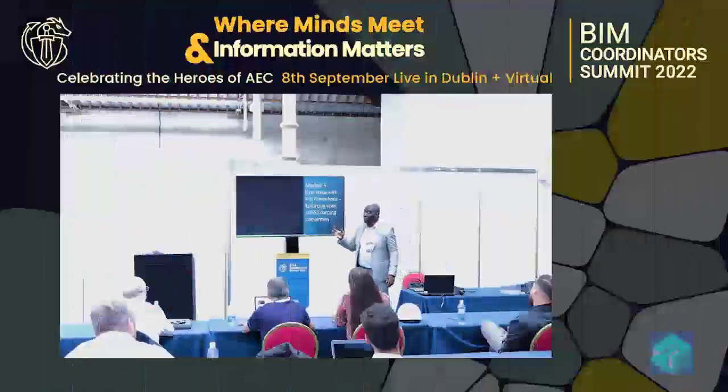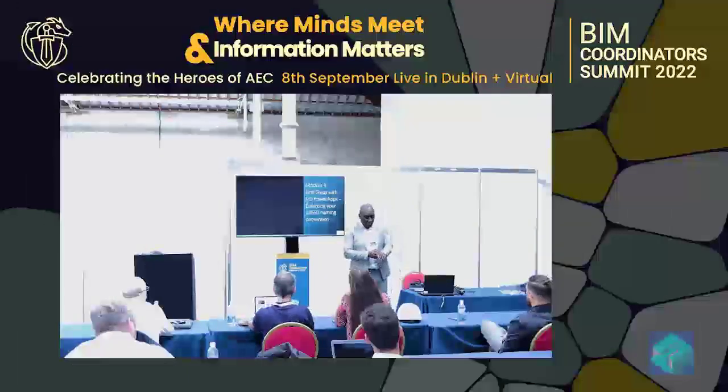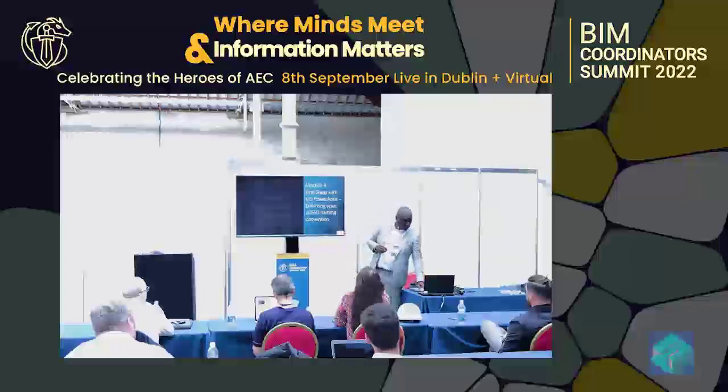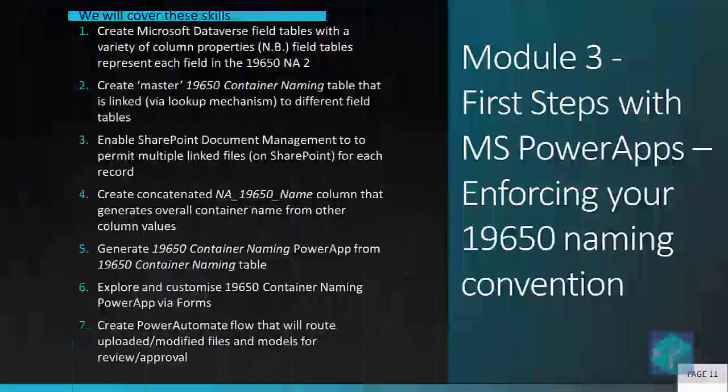So right, we move to this third module, and this is where we're going to go through a set of key skills, just keeping an eye on the time. The first one is, how do I create one of these Dataverse field tables? I'll take you through that. And how do we change the column properties to represent each of those fields that you saw before that make up the overall ID for that particular document within the CDE? How do you then create a master table that pulls all of that information together so that you get the overall naming according to the national annex?